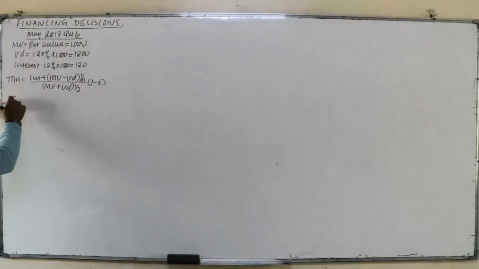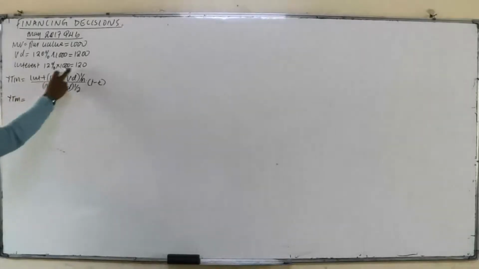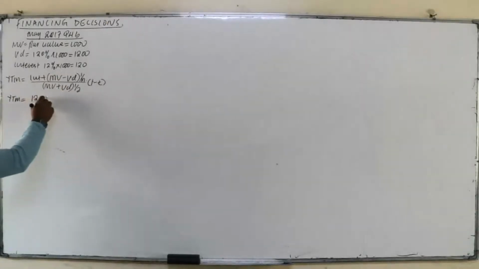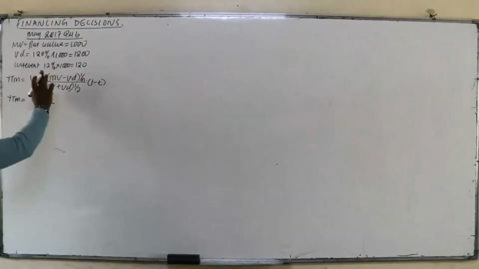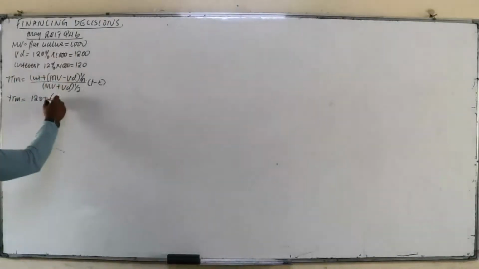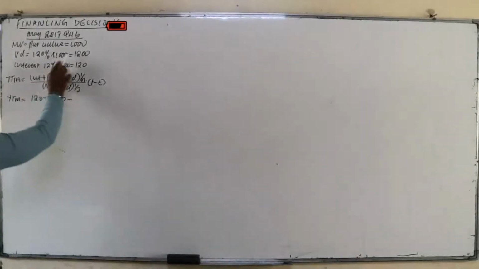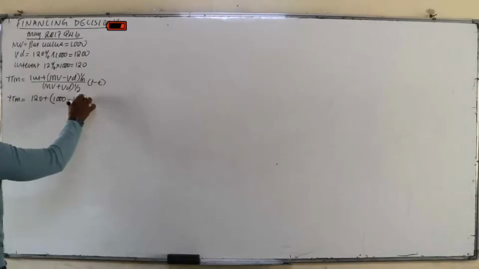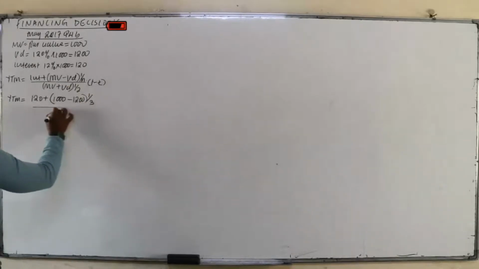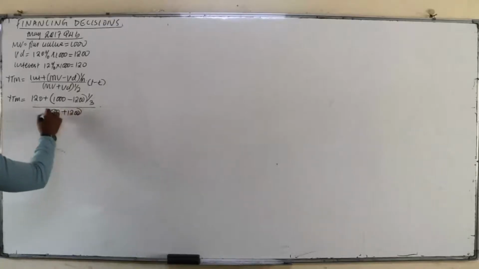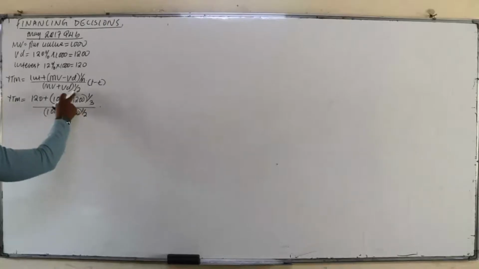So therefore, the yield to maturity will be, you take the interest, which is 120, plus the maturity value, which is 1,000, minus the value of the debt, and the current value of the debt is 1,200, times 1 over n. The maturity period was 3 years. Then you take 1,000 plus 1,200, then you get the average, 1 over 2. And what do you get?